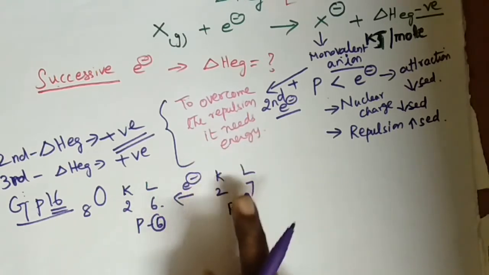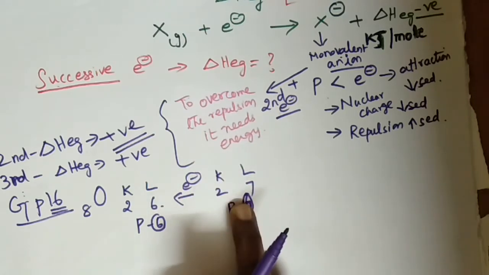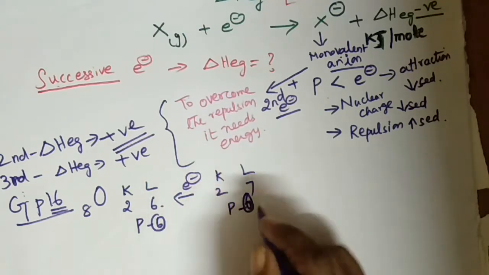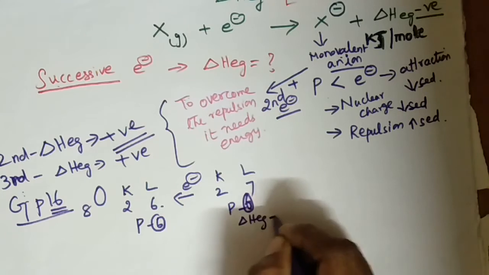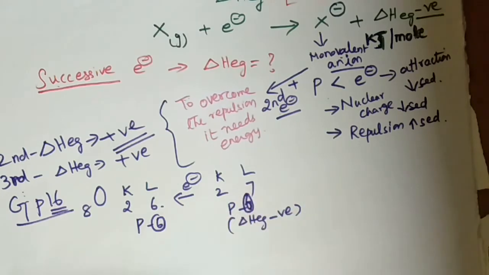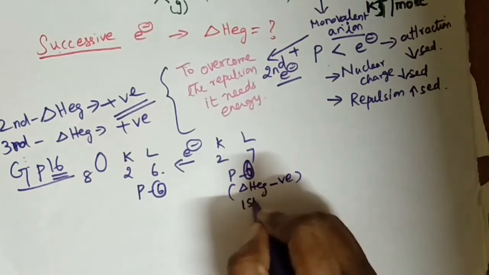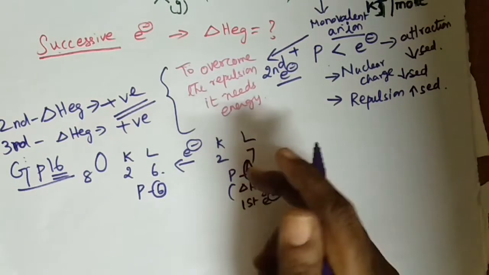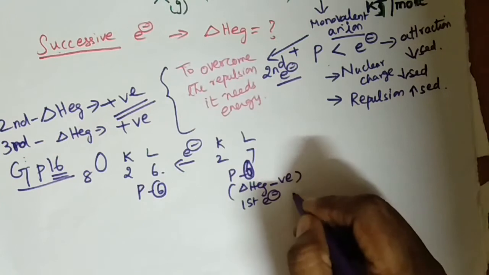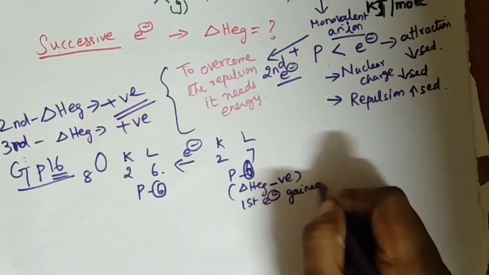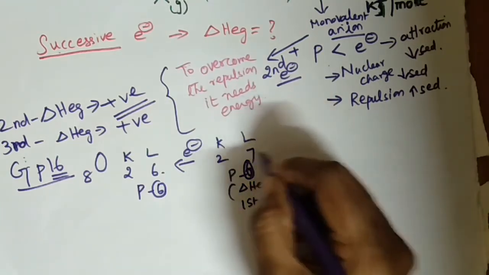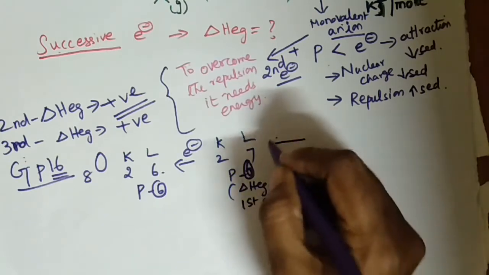It releases the energy and gains that 1 electron, so the delHeg value is negative in this case. This is the first electron. Understand? This is the first electron gained. So it has become O minus now. Now it has to gain 1 more electron, isn't it? It needs 1 more electron.